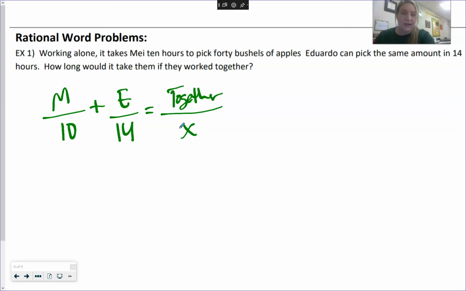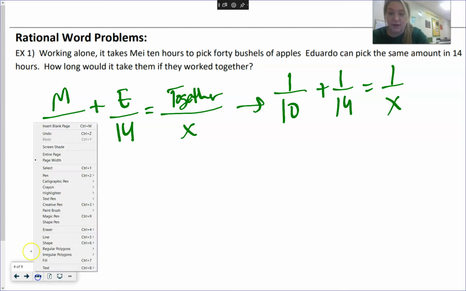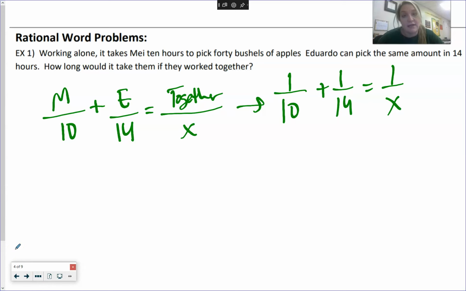This is all being compared to the same job of the apples. So when I create this rational expression, I'm going to make it 1 over 10 plus 1 over 14 equals 1 over x. They're all doing the same one job. They're making a ratio of the job over the hours it takes. Now, just like before, we're going to bring in the missing denominators. I have 10, I have 14, I have x.